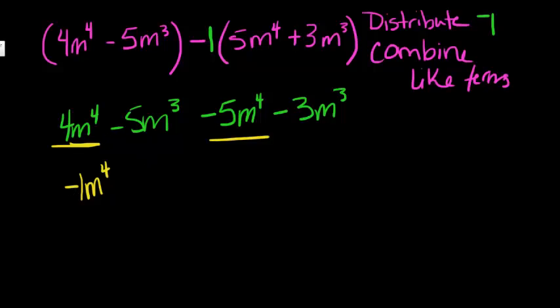Next, we're going to look at negative 5m cubed and negative 3m cubed. See, the exponents are exactly the same. The variables are the same. Those are like terms we can combine. So negative 5 minus 3 is negative 8m cubed, and that is your final answer. Okay, so that's how you add and subtract polynomials.